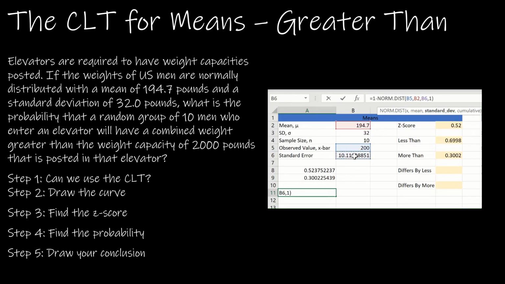So I either need to point it to the standard error cell that I've created, or as I'm doing this, I would do 32 divided by the square root of 10. Either way, it's going to give you the correct answer. But again, you have to be smarter than Excel, so you have to know what to plug in to find the correct solution. So to this point, we've made it through less thans, which is NORM.S.DIST of the z-score, and more thans, which is 1 minus NORM.S.DIST of the z-score.